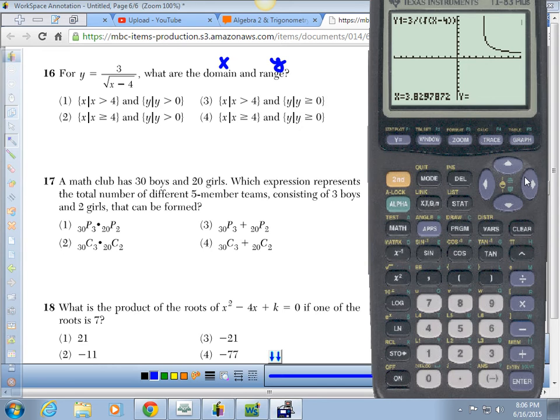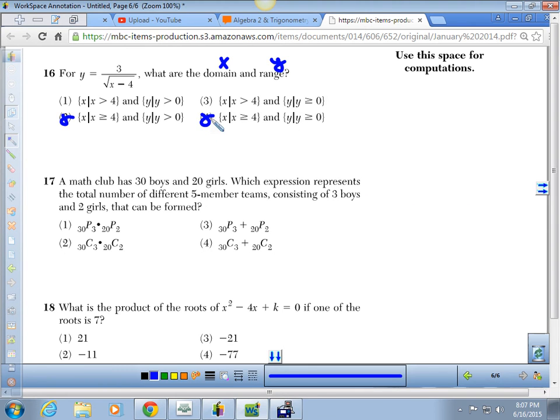If x was 4, what would we get down here? 0. Can we divide by 0? Absolutely not. So are 1 and 3 gone, or are 2 and 4 gone? 2 and 4 are gone. X cannot be equal to 4, but it can be greater than 4.